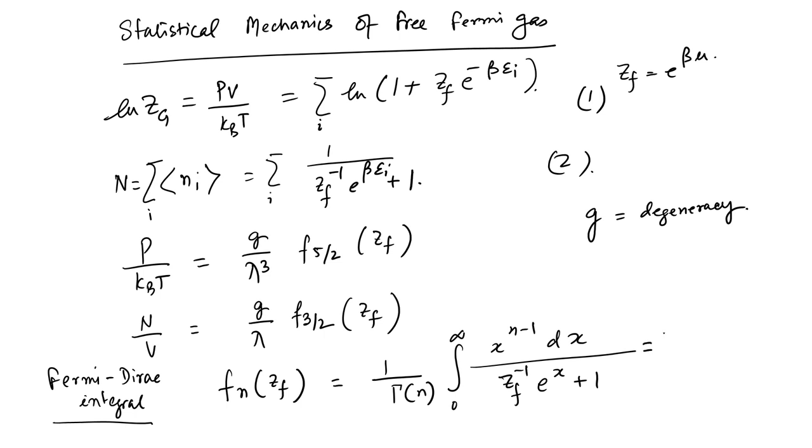Now for small z_f, it has the expansion z_f minus z_f squared over 2 to the power n plus z_f cubed over 3 to the power n minus, and so on. So it's alternating plus, minus, plus, minus. This is the expansion for small z_f, which of course corresponds to the classical limit. But we know that in Fermi systems, all accessible temperature regimes actually fall in the quantum limit. So what's the internal energy of this Fermi gas?